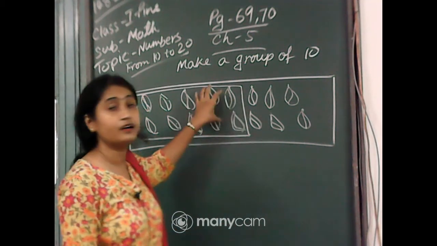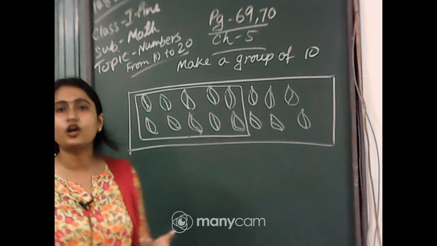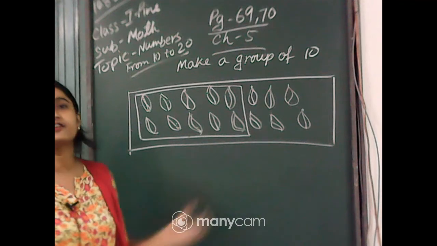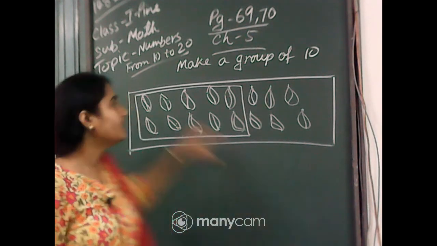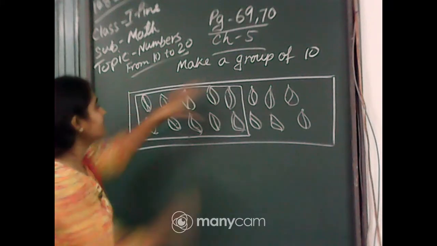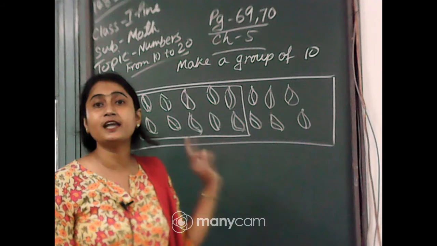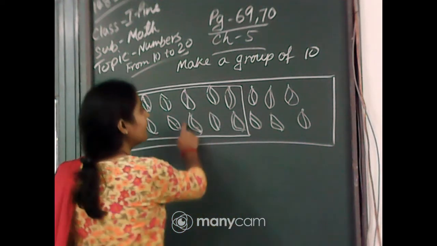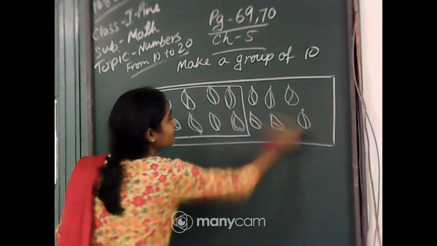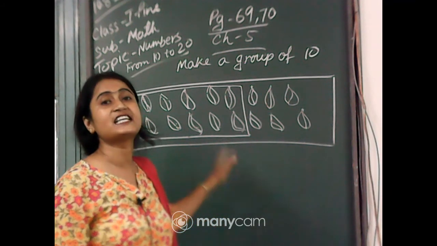Now what will be the number? Now why do we make a group? Because if we group, then we can count it very easily. No need to count all the leaves. This is in a bundle. That means here how many leaves? 10. 1 ten and 1, 2, 3, 4, 5, 6. The number will be 16.